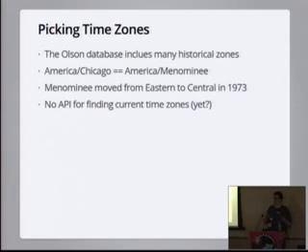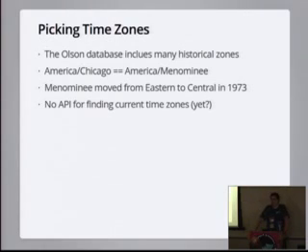But prior to that, 50, 70 years ago, there were a lot more. So for example, we have America/Chicago right here now, but at one point there was this Menominee time zone that was different from Chicago for some reason. So the Olson database has all of these historical names, but it's not always clear which ones are historical only and which ones are modern. And I haven't written an API for just saying, show me the list of time zones that are actually in use.